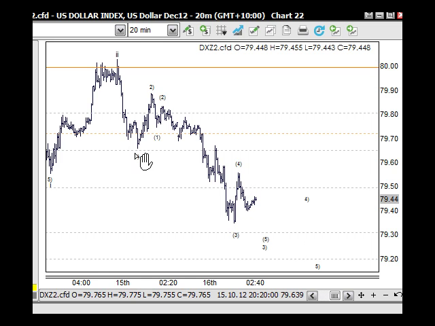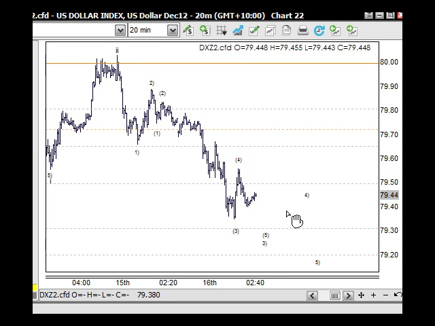But because the wave 2s here were simple, we have to expect this to be complicated across here. So the 79.50 is the midpoint, so it will play out across there. But we're looking for wave 4, wave 5 to make wave 3, and then wave 4, and then wave 5, which then will just make the wave 3 here. So we still expect it to edge down.